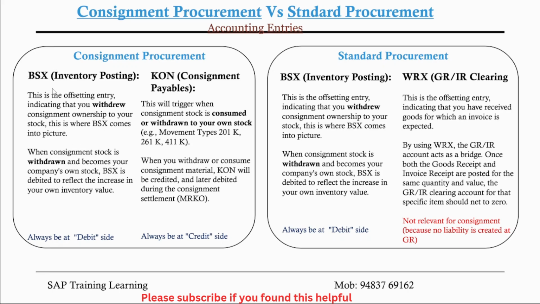So my own inventory is increasing, so the BSX account will be triggered. This is my consignment stock, and I'm changing the ownership of my stock to the company's inventory. So this gets reduced, credit side. This is increasing, debit side.